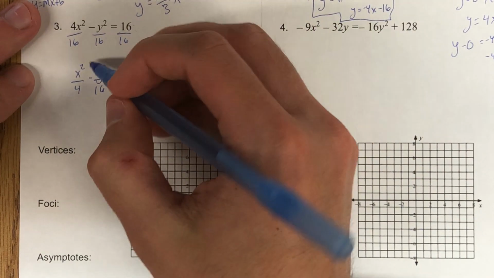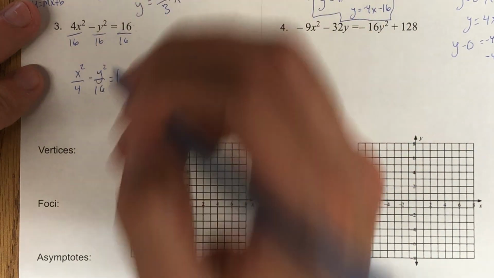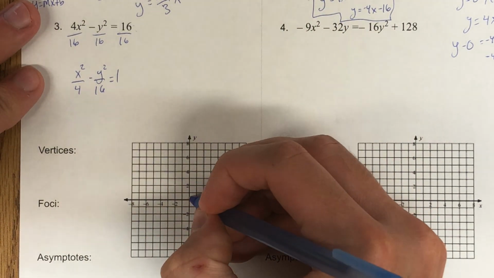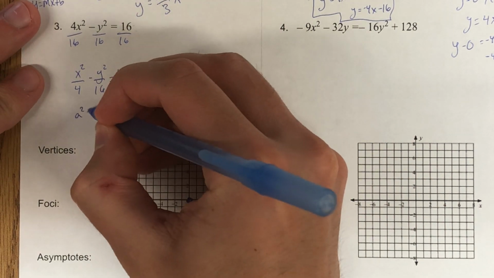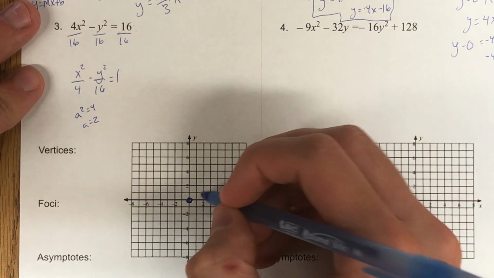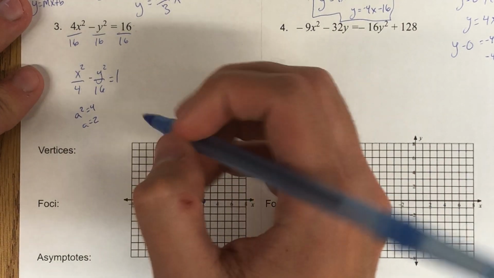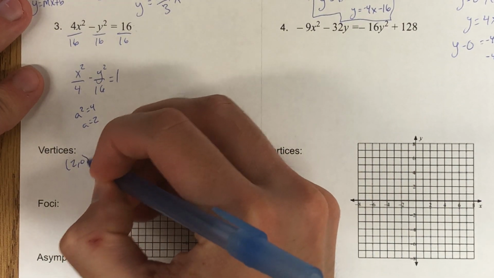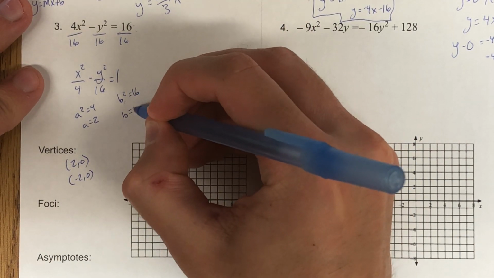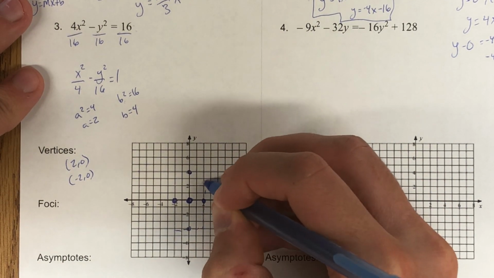Okay, we're back. So in this case, it is going to be horizontal because our x term comes first, and our center is going to be at the origin at 0, 0. Our a squared is 4 because a always comes first, and in this case that means a would be 2. So since it's horizontal, we would have points to the right and left of center. So 2, 0 and negative 2, 0. Our b squared is 16, so that means b is 4. So we'll have co-vertices 4 above and below.